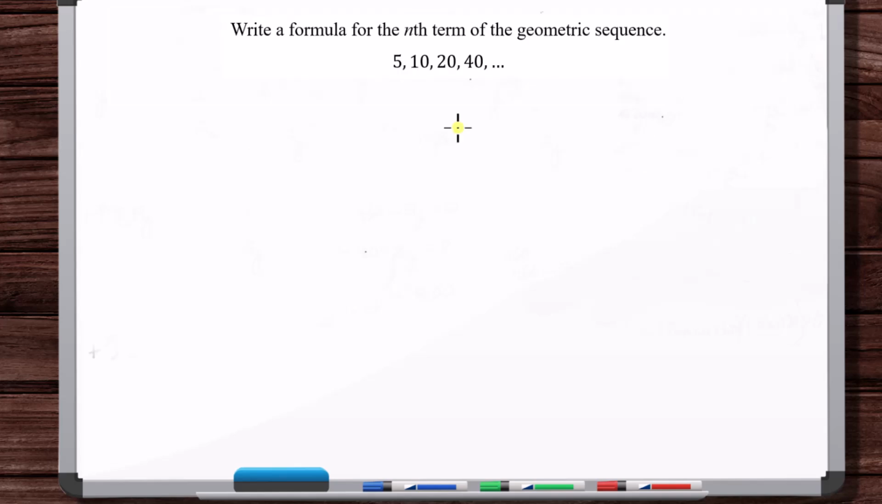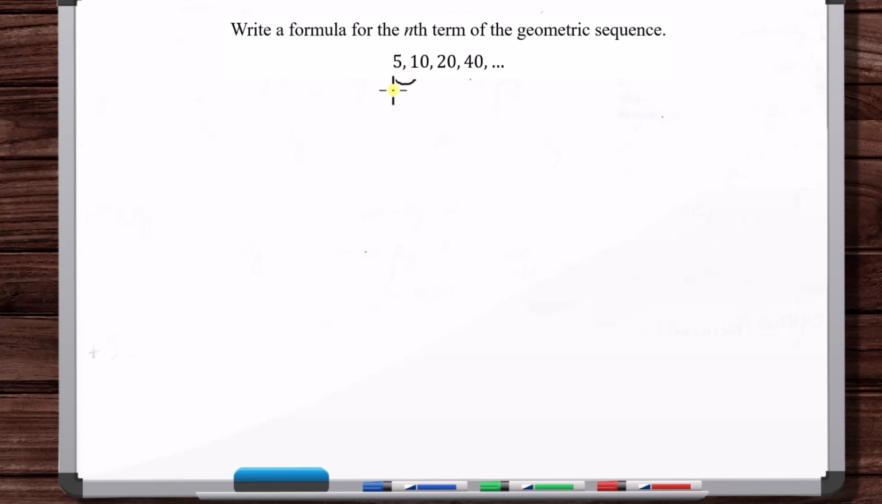Okay, write a formula for the nth term of the geometric sequence. So now we're going to do the a sub n. A couple of problems ago, we went over how to write the a sub n for a geometric sequence, so I'm not going to go over it again. Just go back a few minutes in this video. But read your problem. What's the problem asking? It's telling us that this is a geometric sequence, so there should be a common ratio here.